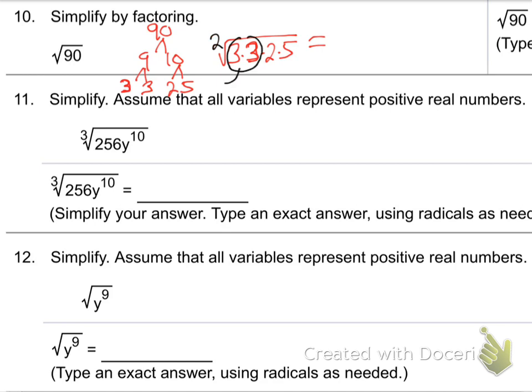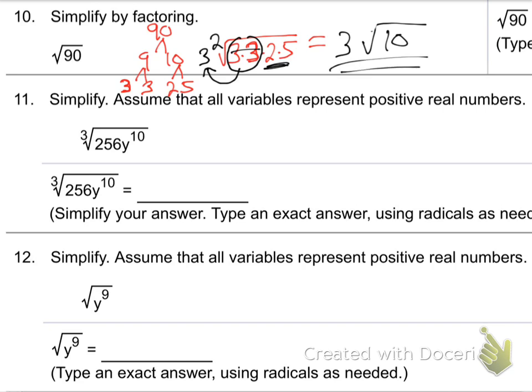2 3s in, sends 1 3 out. So 1 3 makes it out. And then the other stuff, the 2 times 5, they remultiply to be 10 because they can't come out. And you don't need to show that 2 anymore. It's understood to be a 2 root. So there's the answer, 3 root 10.